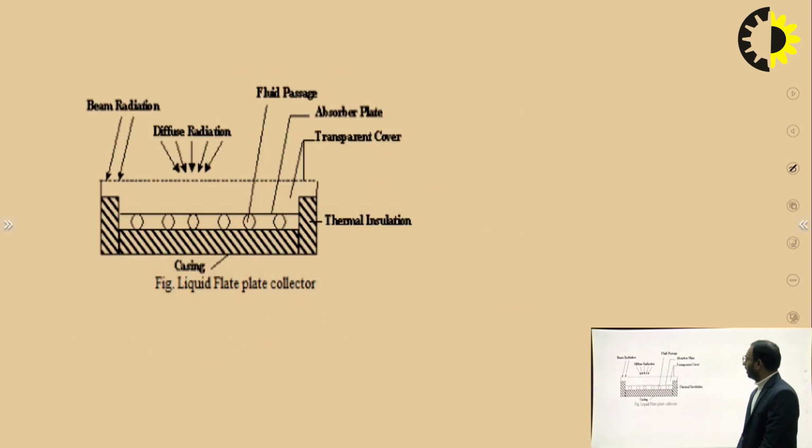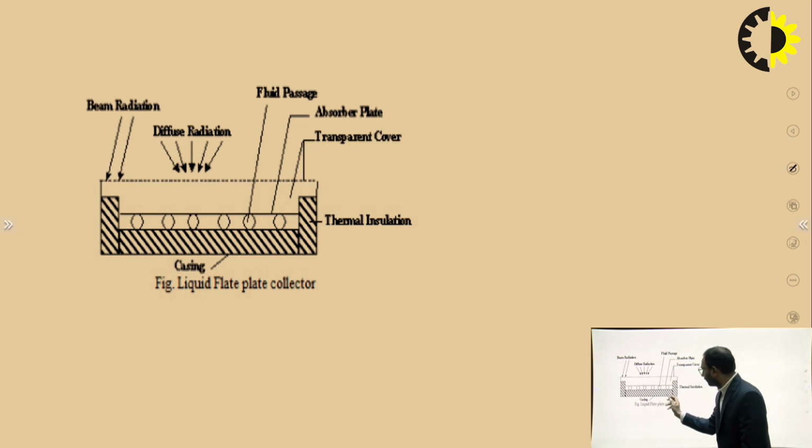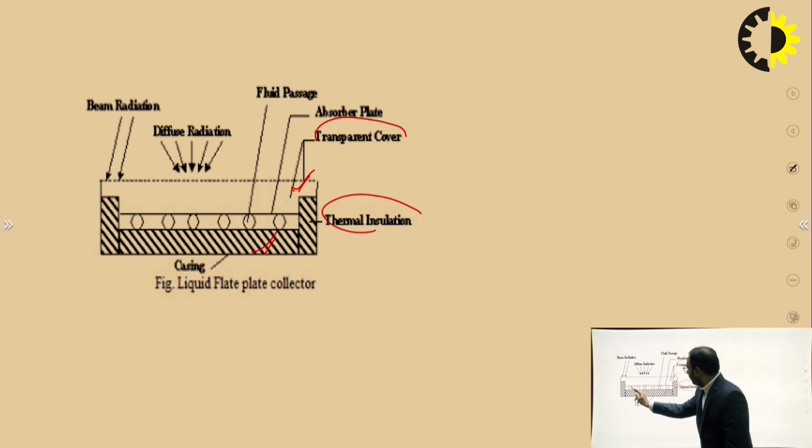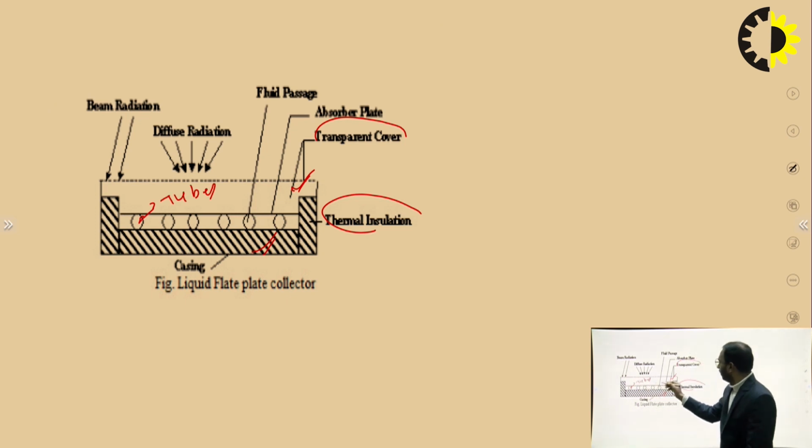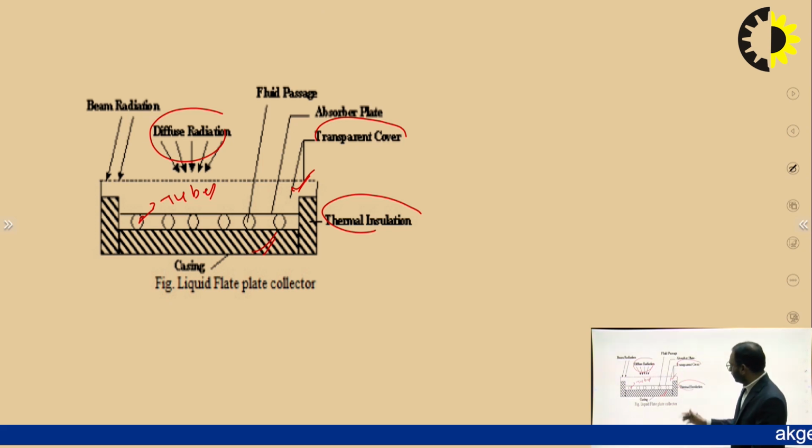This is the pictorial representation of a liquid flat plate collector. This is the casing. This is the transparent cover. This is the thermal insulator body. These are the tubes where liquid is flowing, and this is the diffuse radiation which is coming from the sun. So this is the pictorial representation of this liquid flat plate collector.